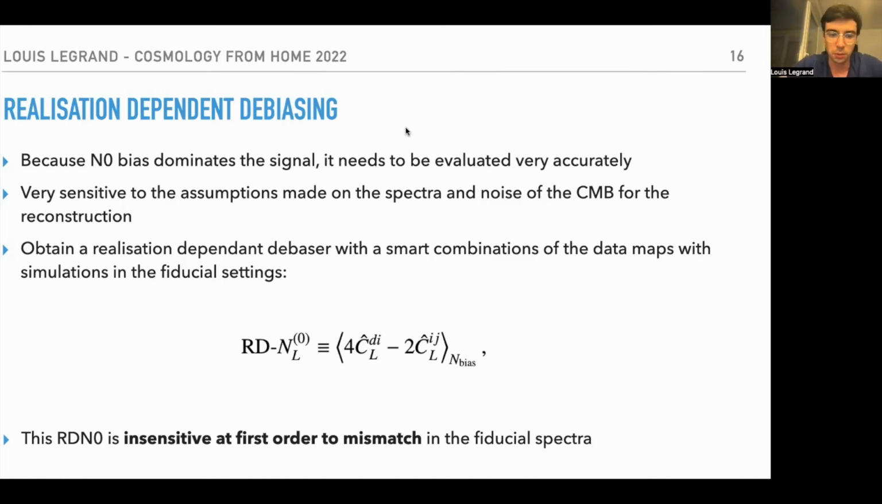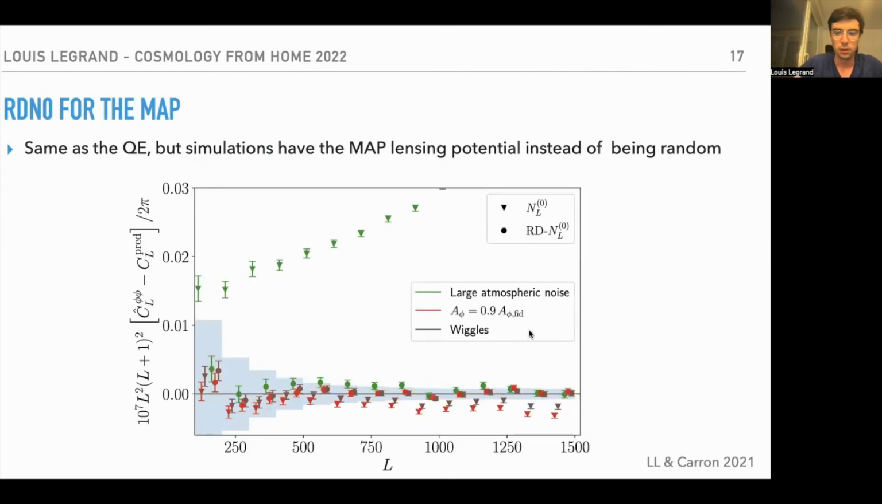So what was used in the Planck paper and other recent analyses such as SPT or ACT is to develop realization-dependent debiasing. So you combine pairs of estimators with, in some leg of your estimator, a data map, so your real data, and in another leg a simulation which you simulated using the same ingredients you use in your analysis, and you can show that this is robust to biases, to mismatch in your fiducial assumptions at first order. And we developed RDN0 for the iterative reconstruction, but instead of using some simulation with a random lensing field, we use the lensing field that was estimated from our data.